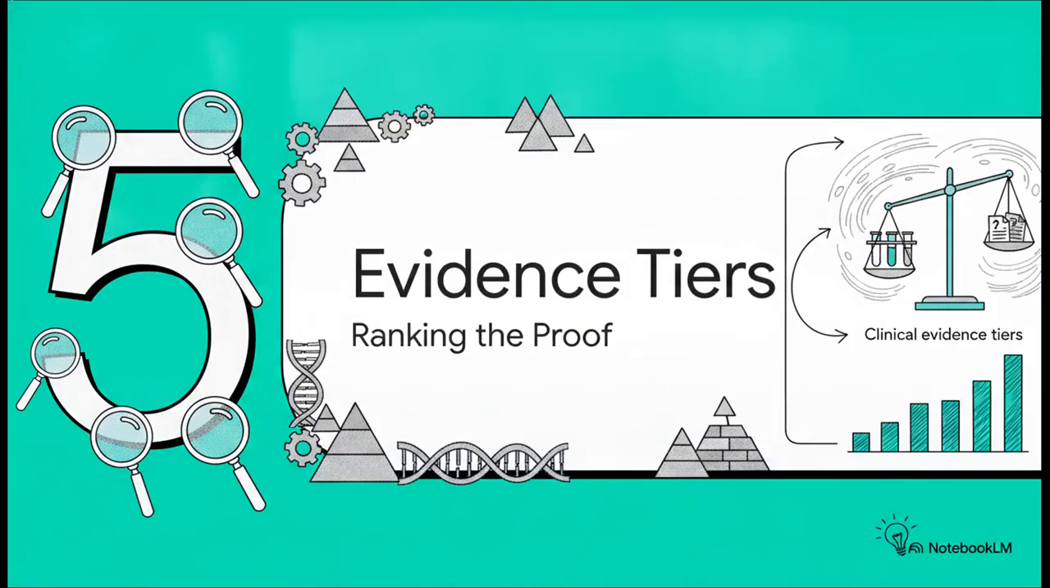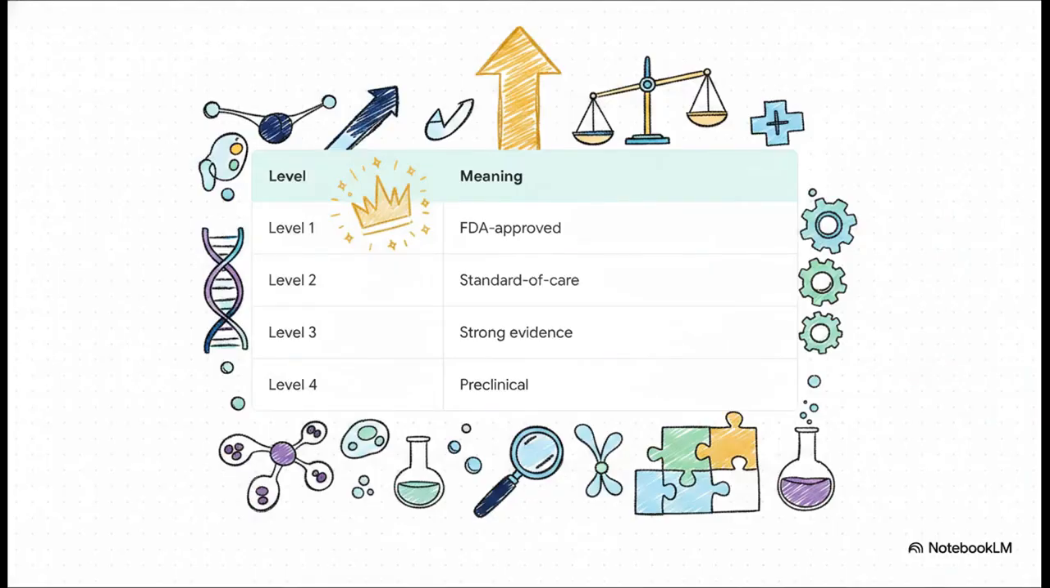Okay, step 5. Evidence tiers. So we have our suspects, and we have our metrics, but how do we formally rank the strength of our evidence? One of the main ways is using the OncoKB levels of evidence. This system scales from level 1 all the way down to level 4. Level 1 is the absolute gold standard.